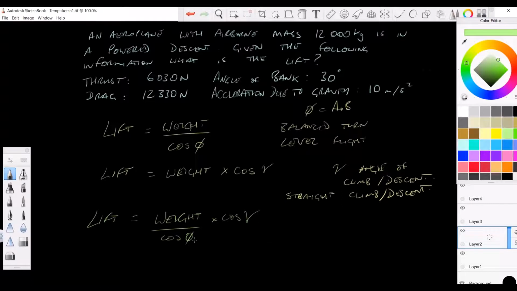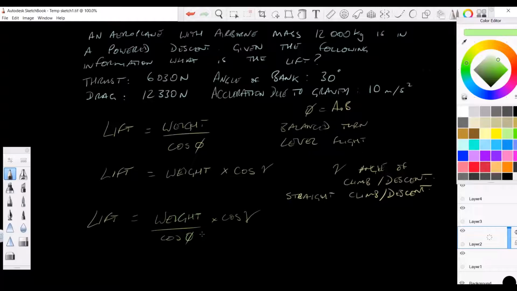And obviously either of these could be 0, and cos of 0 is 1. So if the angle of climb or descent is 0, we end up with lift equals weight over cos phi, which is our level flight turn. Or if our angle of bank is 0, we end up with weight divided by 1. So that's just weight times cos gamma, which is our straight climb or descent. So effectively, if either the angle of climb or descent, or the angle of bank is 0, then that factor just disappears from the equation, becoming 1.